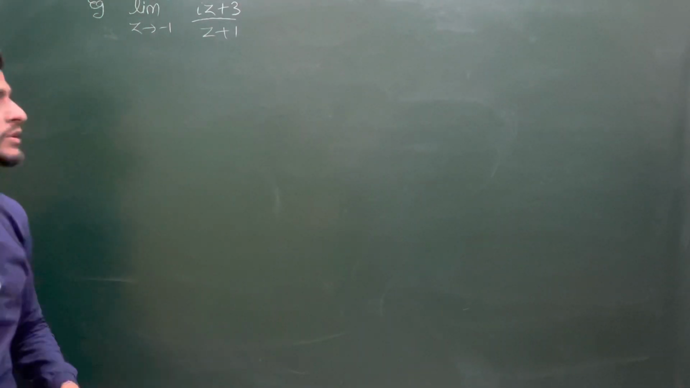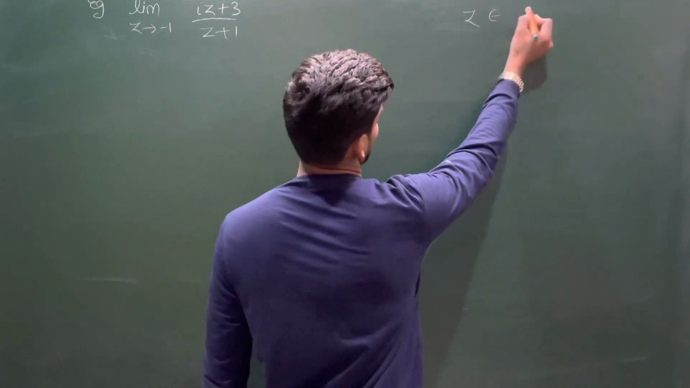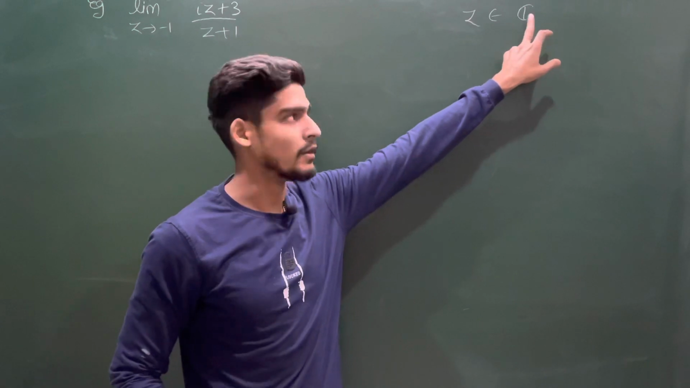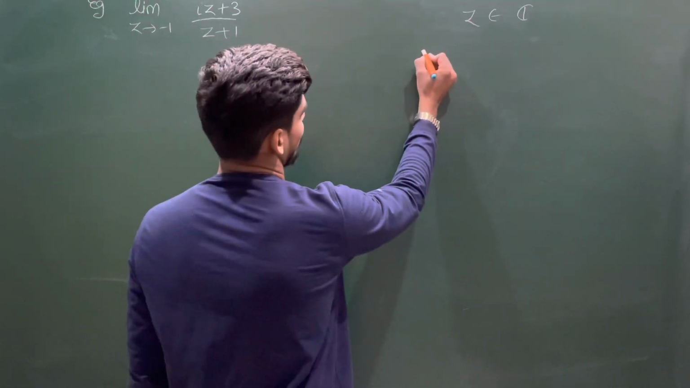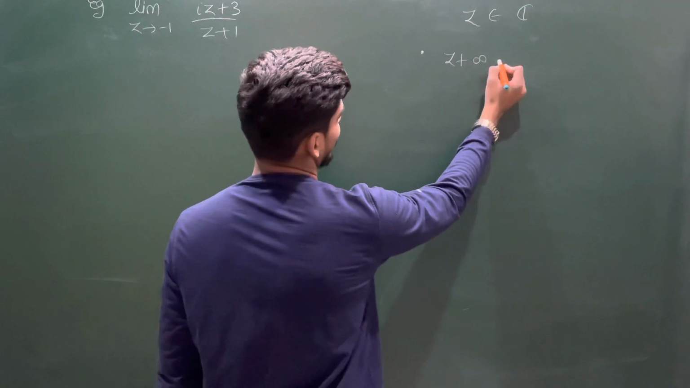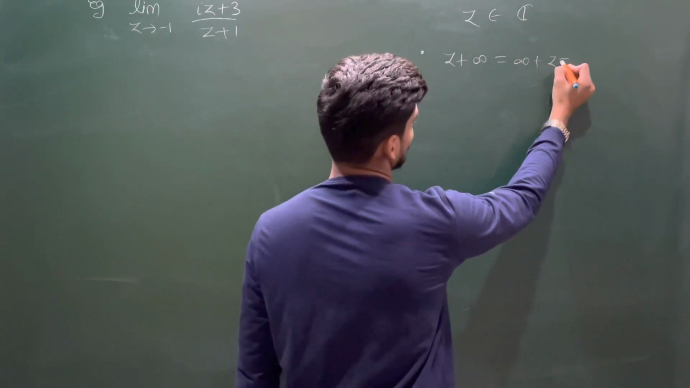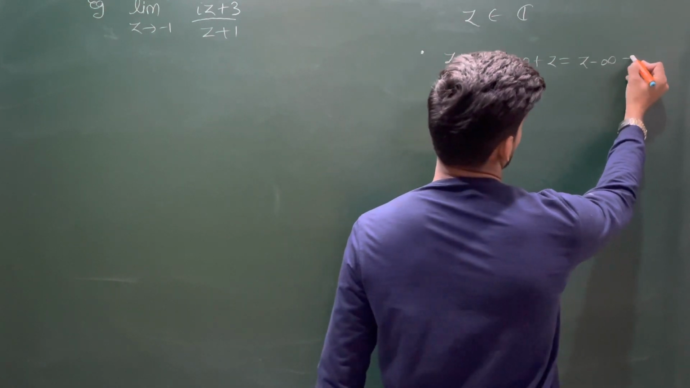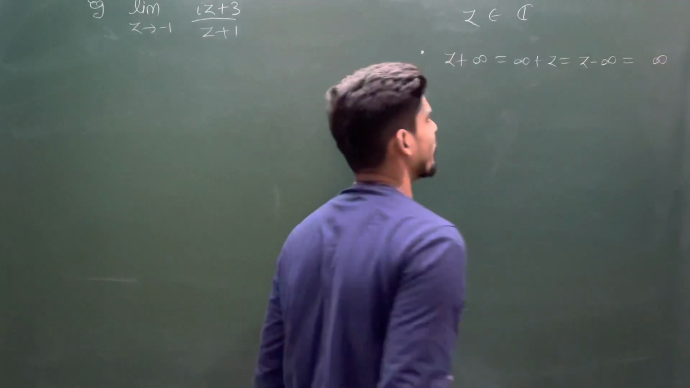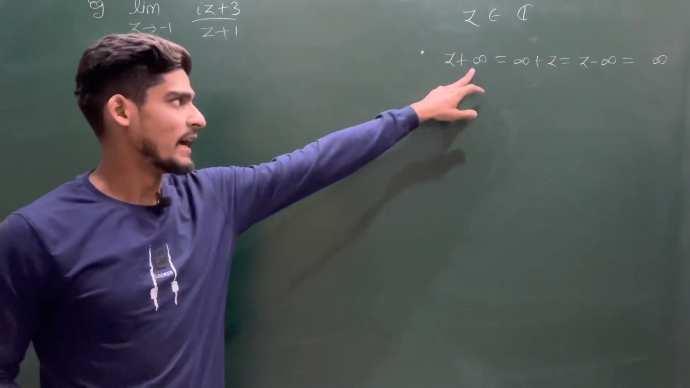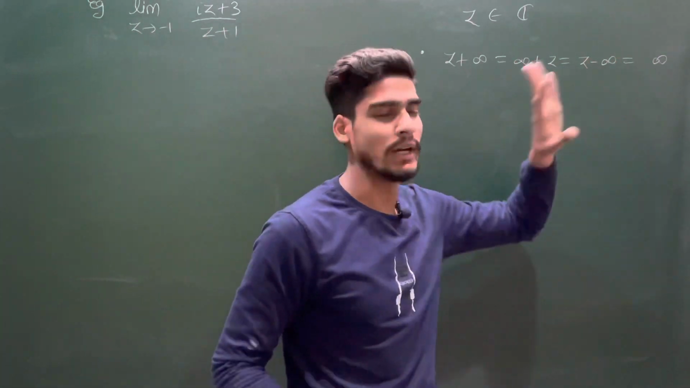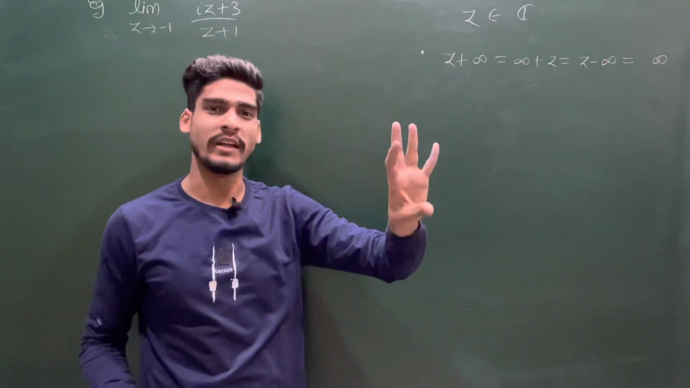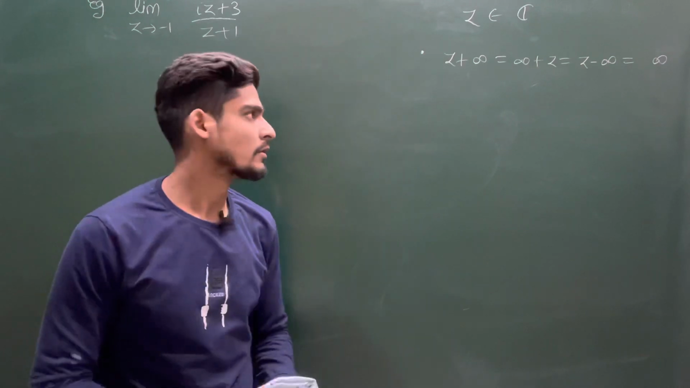Okay, let me define some more thing. Suppose z is a member of complex numbers. That means the infinity is not included till now. Z plus infinity is same as infinity plus z, same as z minus infinity, is simply infinity. Either you add infinity or you subtract infinity, you are going to get infinity. I have already told you there is no minus infinity. So every minus infinity or plus infinity is simply a 1 infinity.